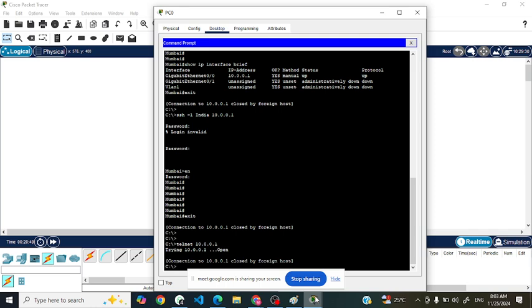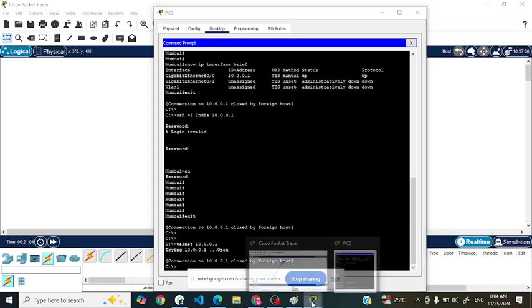Yeah, you will have to use the command transport input: either transport input all, transport input none, transport input SSH only, or transport input telnet only. Okay.